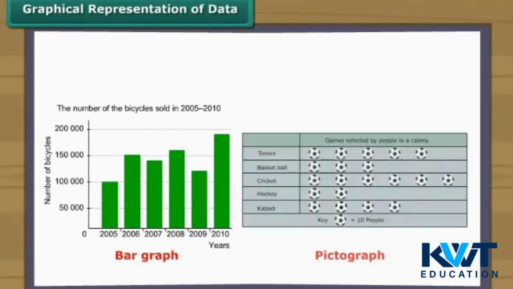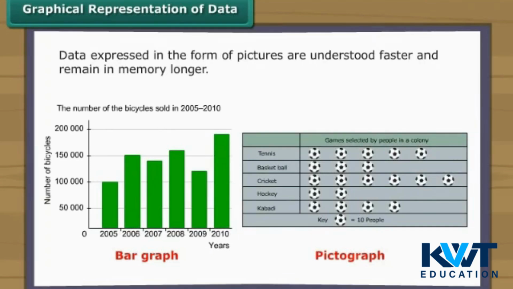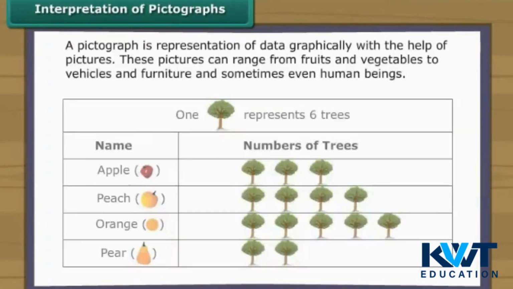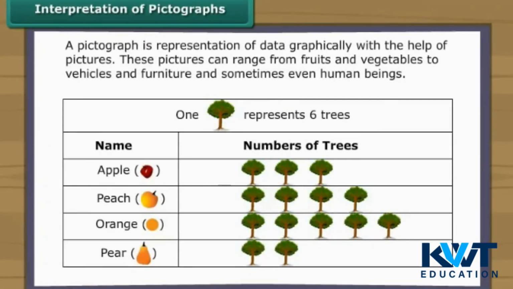Graphical representation of data. A picture is worth 1,000 words. Data expressed in the form of pictures are understood faster and remain in memory longer. Let us look at 2 simple graphical representations of data: pictographs and bar graphs. Interpretation of pictographs. A pictograph is representation of data graphically with the help of pictures. These pictures can range from fruits and vegetables to vehicles and furniture, and sometimes even human beings.